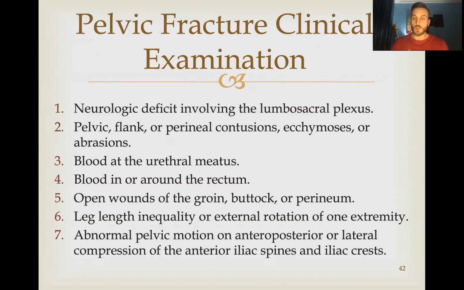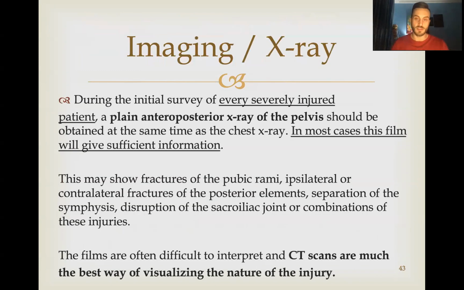Pelvic fractures, what to examine? Everything. You have to examine for neurological deficit, for lumbosacral plexus, pelvic flange and perineal contusions, ecchymosis or abrasions, blood at the meatus, around the rectum, open wound in the groin, buttock or perineum, LLD, which is leg length discrepancy, external rotation of the extremity, any deformity, abnormal pelvic motion. You have to check the pulse and the blood pressure for any sign of shock. So a lot of things you have to do. Go through the ABCs, which will make your life easy. Then go specifically look, feel, move with special tests for the pelvis and the lower limbs.